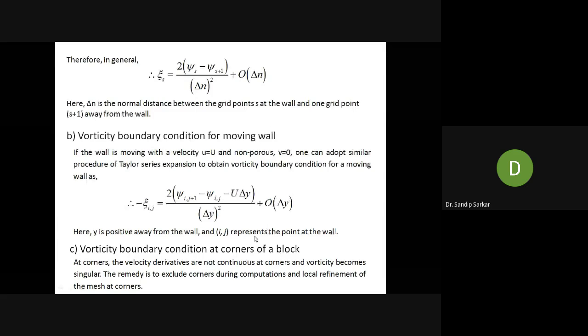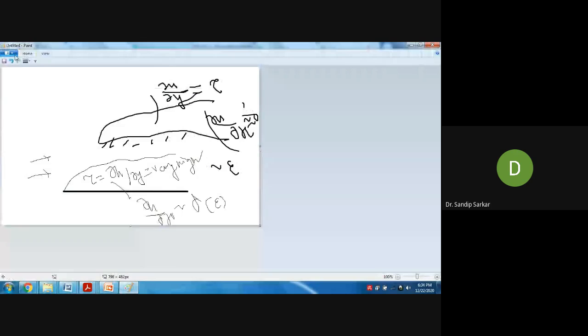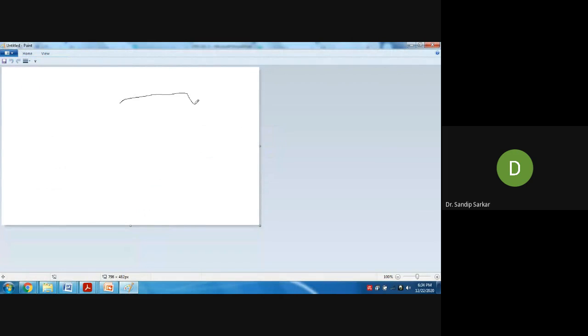Now, what will be the vorticity boundary condition at the corner? So let me explain it in detail. At the corner of a block, what do you mean by corner of a block? Suppose you have a domain something like this. This is a wall, and this is another wall, and in between there is a corner. Okay, this is the corner.